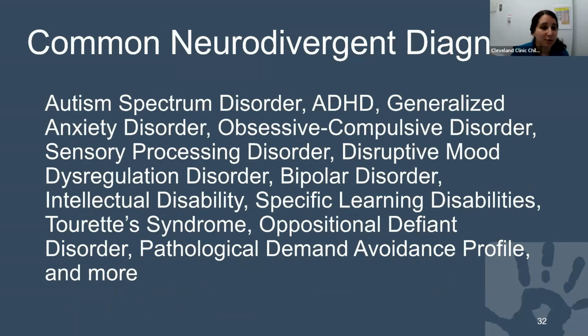And for those who are unfamiliar with neurodivergence and common neurodivergent diagnoses, some common ones are autism spectrum disorder, ADHD, generalized anxiety disorder, OCD, sensory processing disorder, disruptive mood disorder, bipolar disorder, intellectual disability, and specific learning disabilities. If you've heard of dyslexia, dyscalculia, dysgraphia, those are examples. Also Tourette syndrome, oppositional defiance disorder, or pathological demand avoidance profile, and many more. Those are just some examples of different neurodivergent diagnoses.